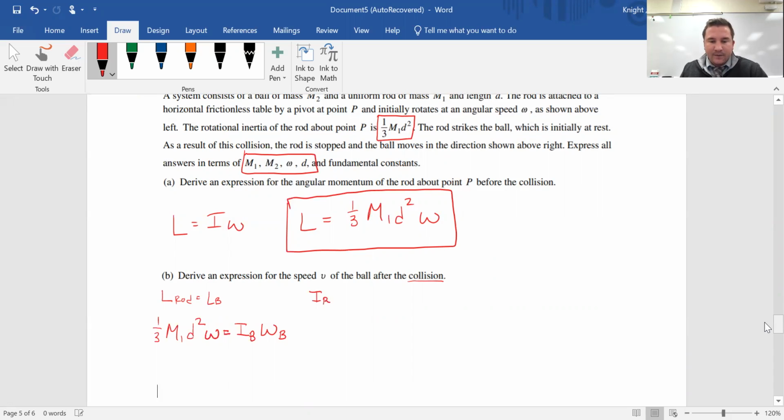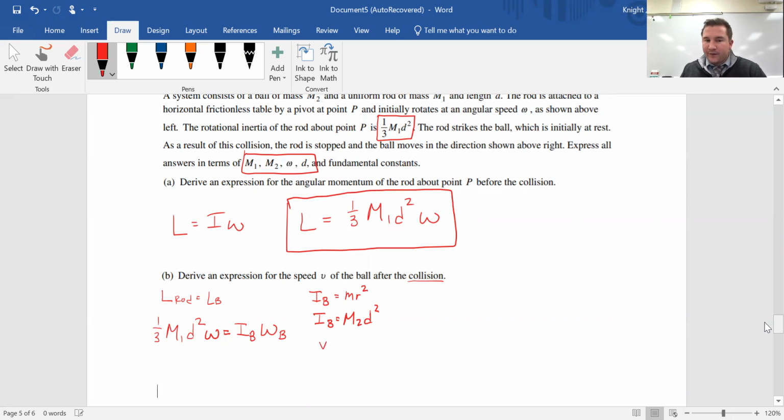Let's start with the moment of inertia of the ball. We know for point particles, which is nice that it gives us a point particle, the moment of inertia is m r squared. The ball is technically a single point. So we can substitute in the mass of the ball and the distance from the pivot point. We'll get that the moment of inertia is m2, the mass of the ball, times d squared. d is the length of the rod and the distance from the pivot point to the ball, which are both allowed in our expression. We can plug those in.